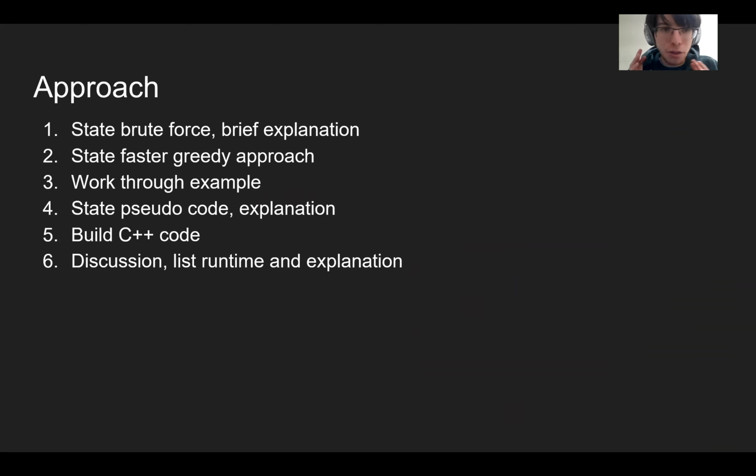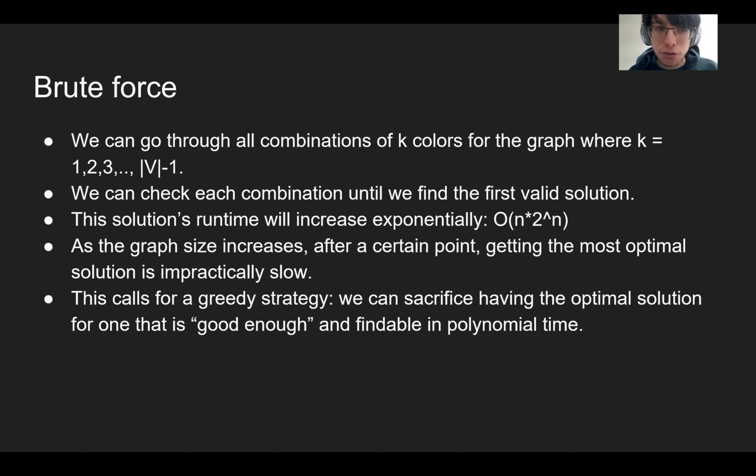First, let's start with brute force, a brief explanation, and then we're going to try to make it faster with the greedy approach. We're going to work through an example, state some pseudocode, explain, discuss runtime, and that's the idea. So let's start with brute force. We can go through all combinations of k colors for the graph, where k is 1 through v minus 1. We can check each combination until the first one is valid. Basically, we can try every single combination of colors on each of the vertices, and once we get something that works, right?